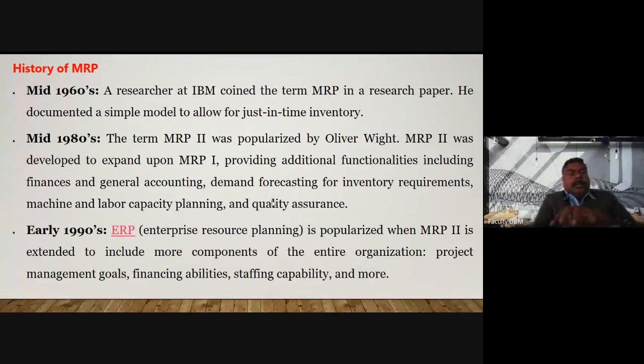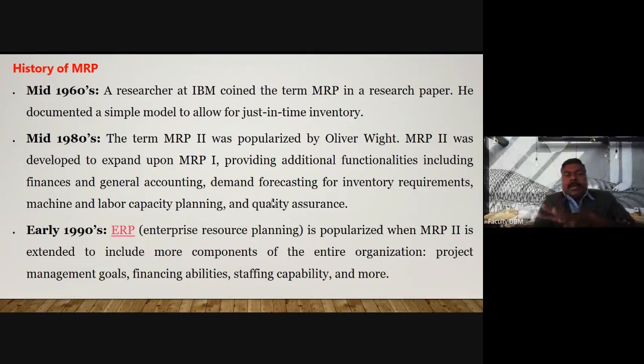In the mid 1980s, the term MRP2 was popularized by Oliver White, and MRP2 was developed to expand upon MRP1. After 20 years, material requirement planning was transformed into manufacturing resource planning. Manufacturing has become a resource, so we need to plan our resources, that is MRP2. Additional functionalities were included, such as finance and general accounting, demand forecasting for inventory requirements, machine and labor capacity planning, and quality assurance. So these things have been added to MRP1.